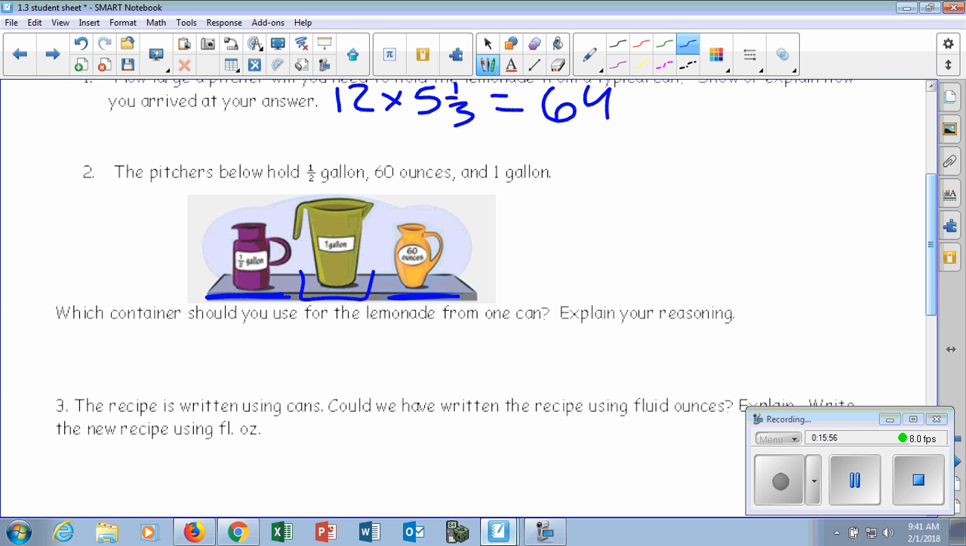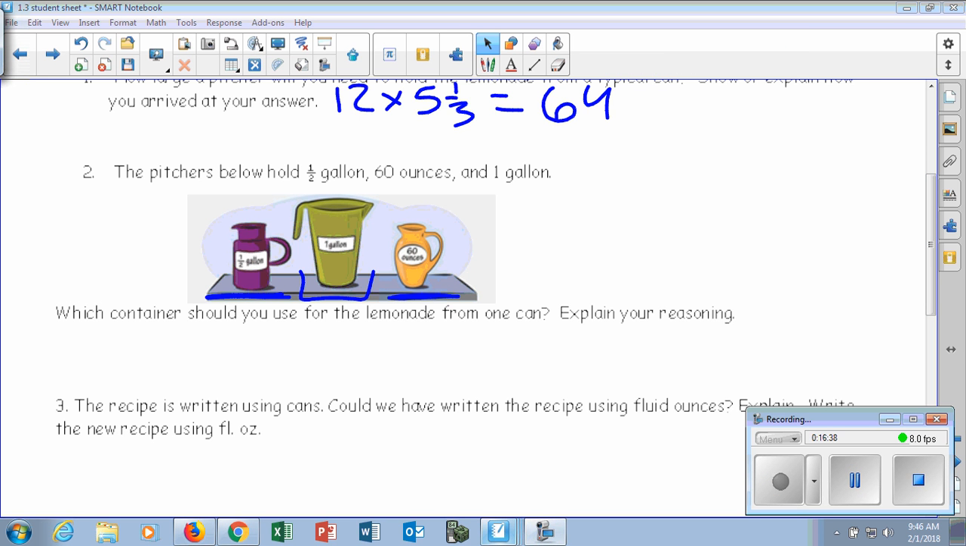Well, we know how much is in 1 can in ounces. And we know which ones we have here. We have a half gallon, a gallon, 60 ounces. And we can probably use our equations that we had on the front page, right? To convert some stuff from gallons to quarts to ounces, whatever we have to do. So use those equations, those conversions that we have on the front to help you to figure out which container would best fit to use for a lemonade of 1 can. Okay, can I give you like 2, 3, 4 minutes? Does that sound okay? Okay.